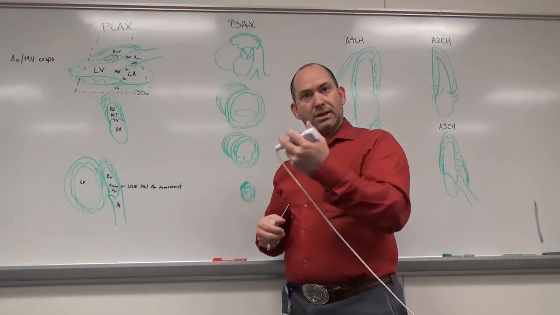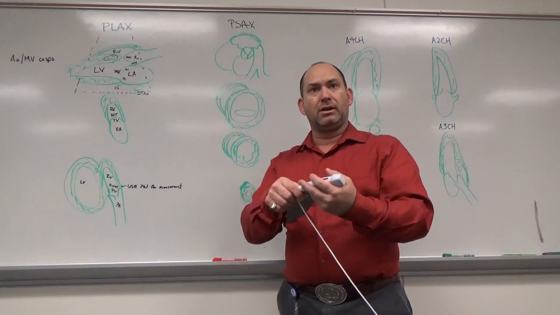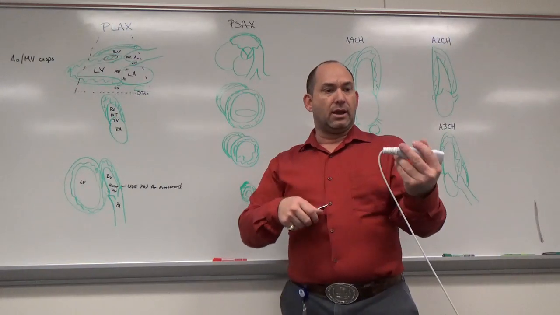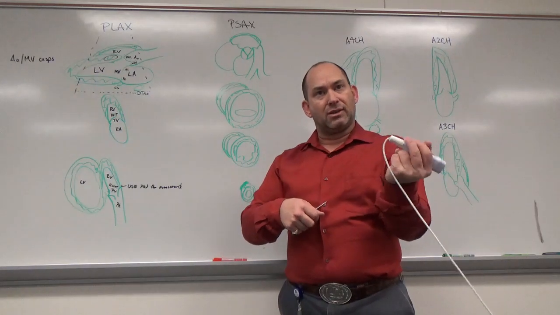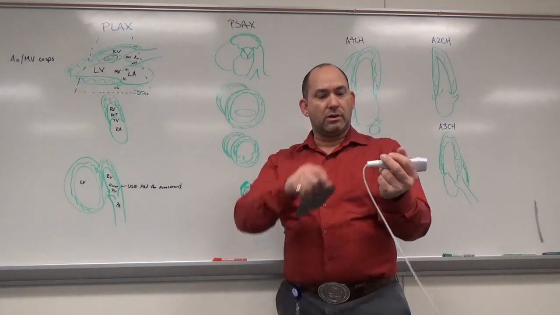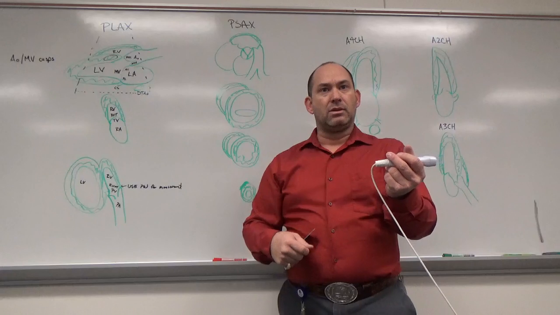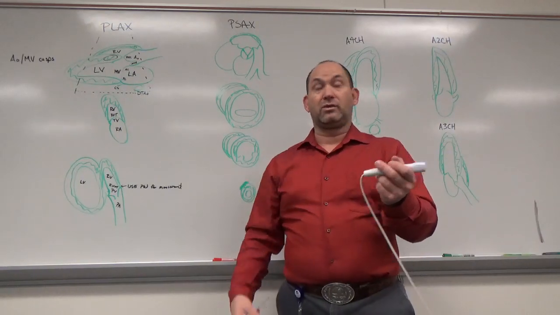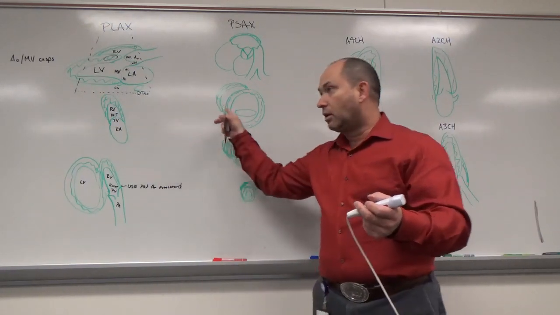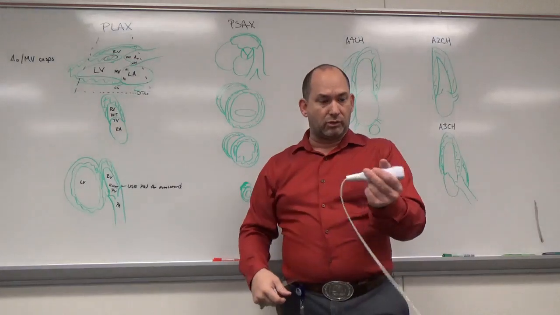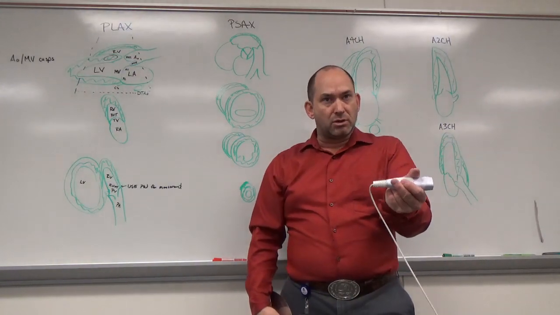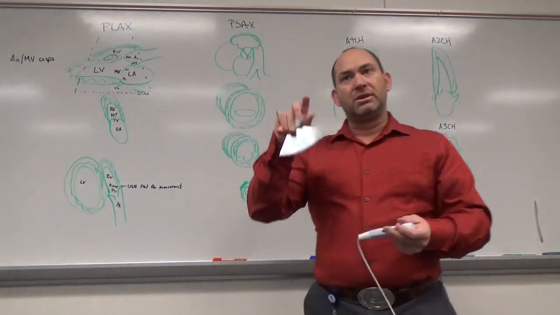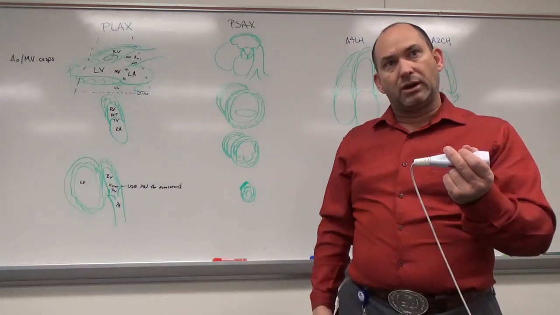I hold it loose, but my hand is against the patient, and I find my window. Then instead of doing weird manipulations with my hand torqued, I just take my hand and twist the transducer, because I know this is a 90-degree turn, so I simply go 90 degrees. I might still have to tweak it a little bit, but this quickly gets me to where I need to be.